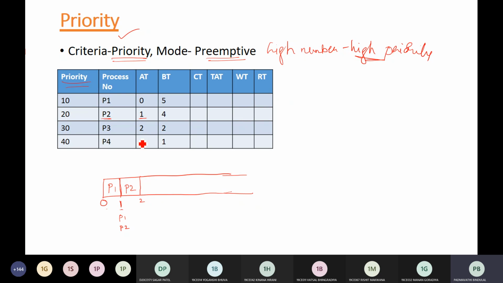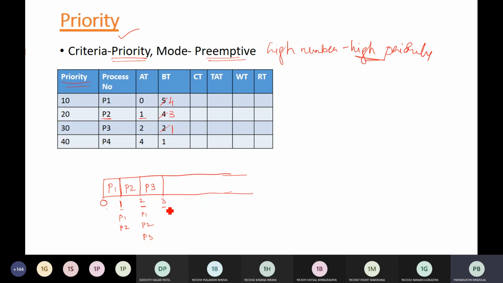P1 process I have executed for 1 second, so burst time here will be 4. P2 process I have executed for 1 second, burst time here will be 3. Again at the second instant, I have P1 process and P2 process in my queue, because they have not completed execution, and in the second instant I also have a third process in my system, that is P3. Now check the priority of all the three processes. If you see, P3 is having high priority. So now I will be executing the P3 process, again only for 1 second. So burst time minus 1, it will become 1.